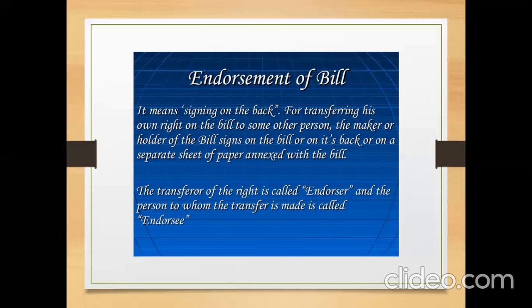It means signing on the back for transferring his own right on the bill to some other person. The maker or the holder of the bill signs on the bill or on its back or on a separate sheet of paper annexed with the bill. The person making the transfer of the right is called the endorser, and the person to whom the transfer is made is called the endorsee. Now, the endorsee is supposed to collect the amount from the drawee, and the drawee remains the drawee, but the middleman in between, the drawer, becomes the endorser.